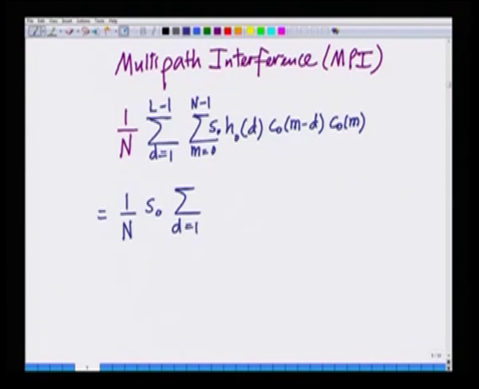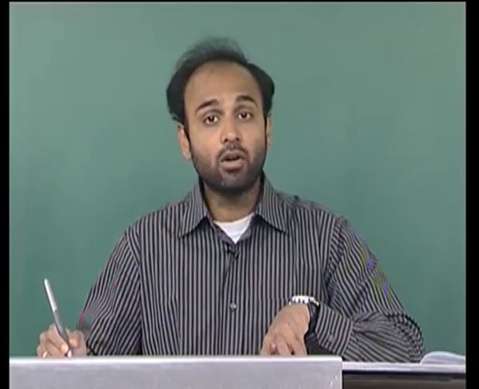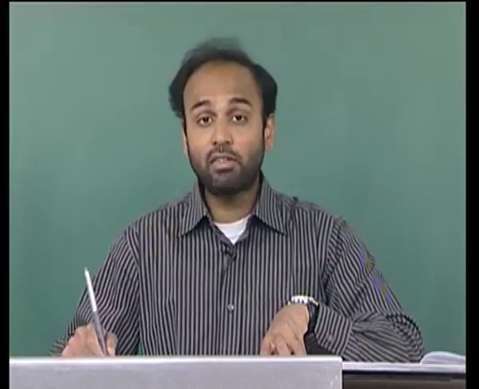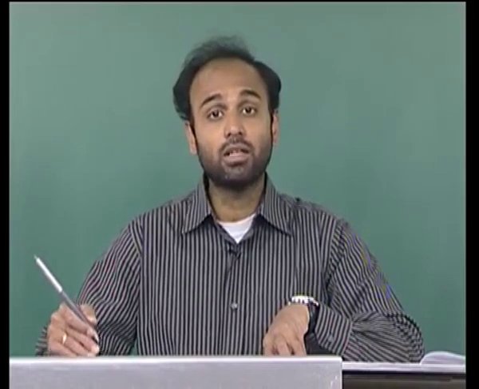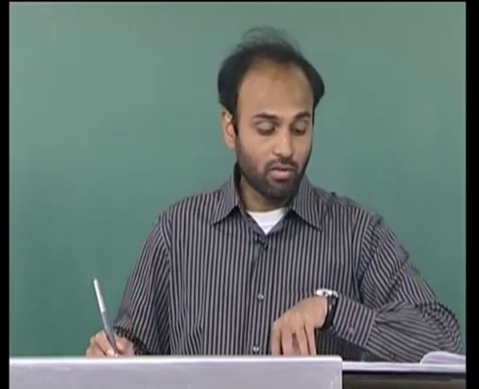Summation d equals 1 to L minus 1, h0 of d, the rest is c0 m minus d correlated with c0 m, divided by n. This is nothing but the self correlation with a lag d. Remember, we have a notation for this. This is nothing but r00 of d, and let me remind you, r00 of d is a random variable of mean 0 and variance 1 over n. All right. So, this is in fact noise. This multipath interference is an interference noise, the variance of which we will compute shortly.